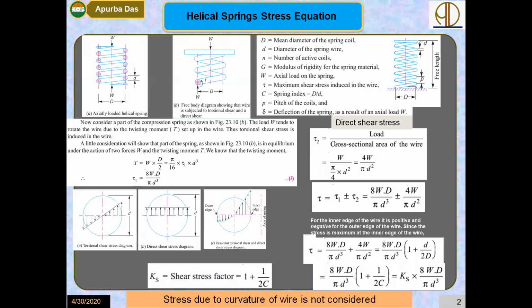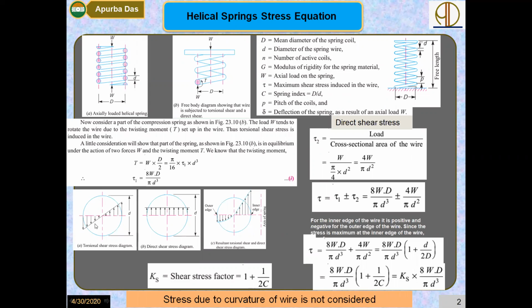So the total stress, tau, is Ks into 8WD by pi d cube, where Ks is one factor. If in any problem the value of factor Ks is not given, then we can consider it as 1. And this nomenclature I have already discussed in yesterday's class.